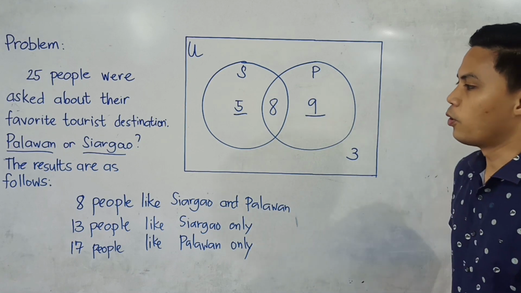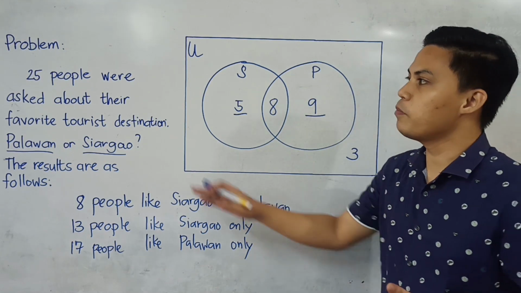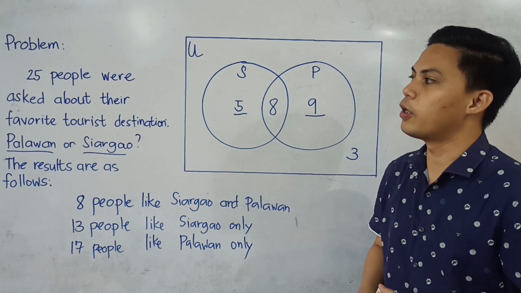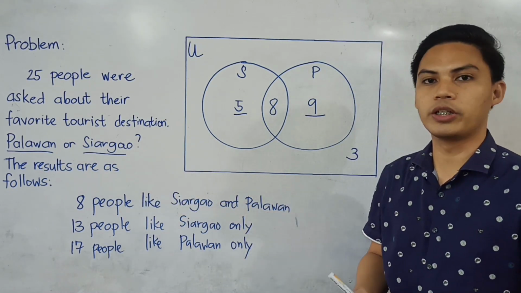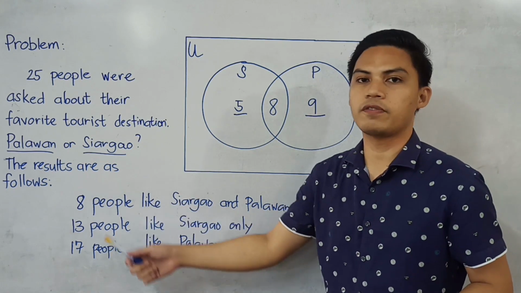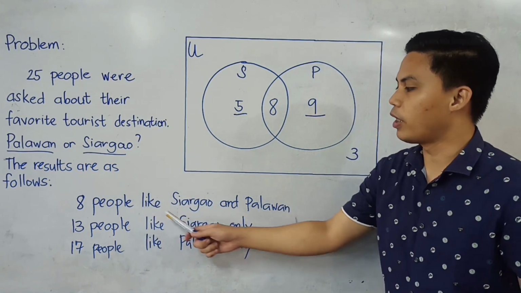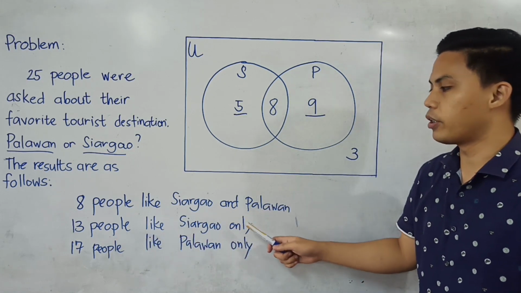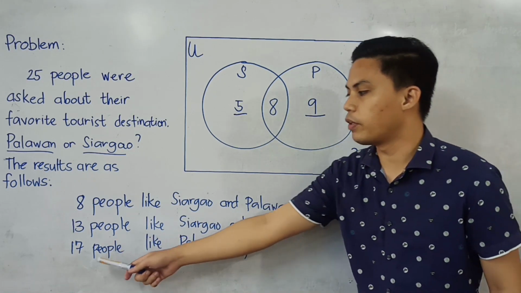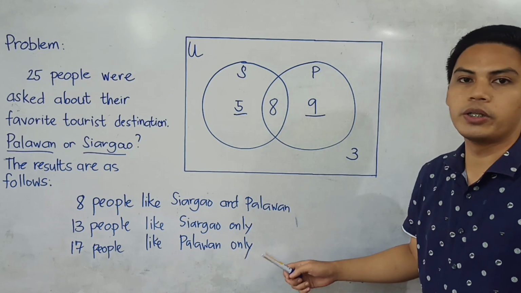Okay. So, again, babasahin natin yung problem. 25 people were asked about their favorite tourist destination, Palawan or Siargao. The results are as follows. 8 people like Siargao and Palawan. 13 people like Siargao only. And 17 people like Palawan only.